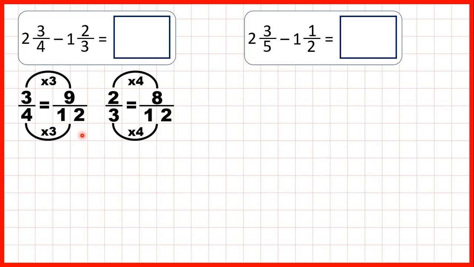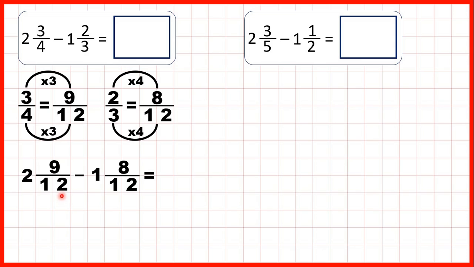So we can rewrite our question. Instead of 2 3/4, we can write 2 9/12, because that's equivalent to 3/4, so 9/12 is the same size as 3/4. We're subtracting 1 2/3, but we can change that to 1 8/12, because 8/12 is equivalent to 2/3.